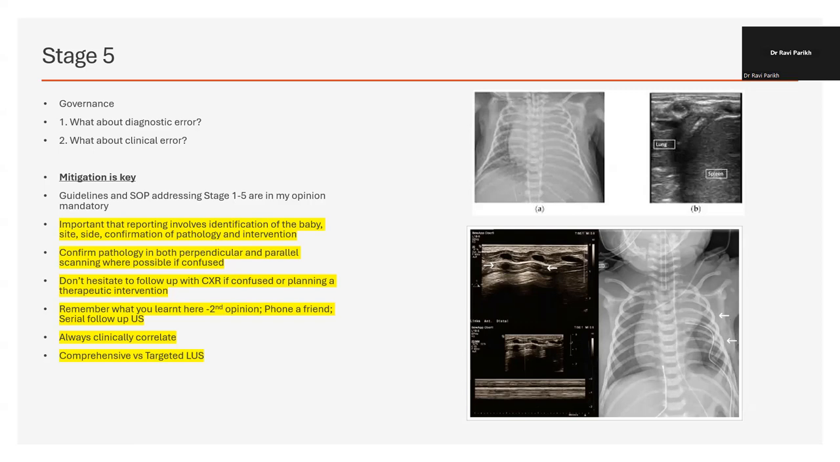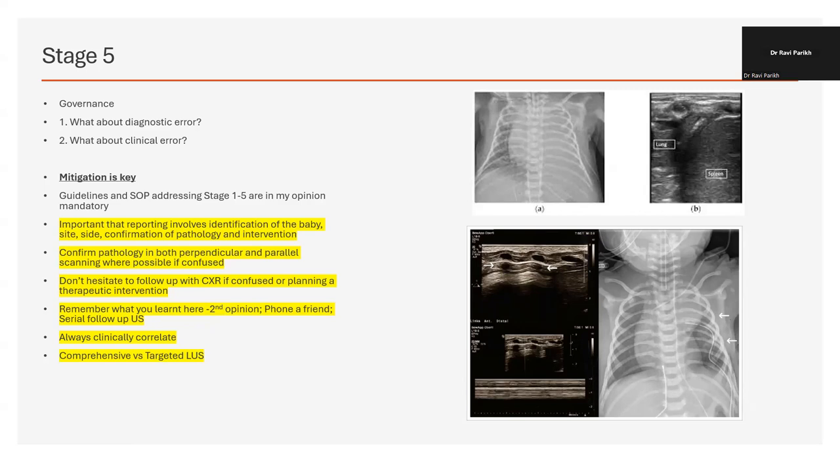So if you're really confused, take a second opinion, phone a friend. If you have another colleague who actually does lung ultrasound in the department, call him. If you have an experienced pediatric radiologist who's trained in lung ultrasound, ask them to review your images together. And really what I'd say is if you see anything that you can't recognize, get a chest X-ray. Always clinically correlate. And really, again, be very careful of just doing targeted lung ultrasounds. Comprehensive lung ultrasounds are the way to go at this particular point of time, even if you have a pneumothorax. It also depends on the stability of the baby and the handling.